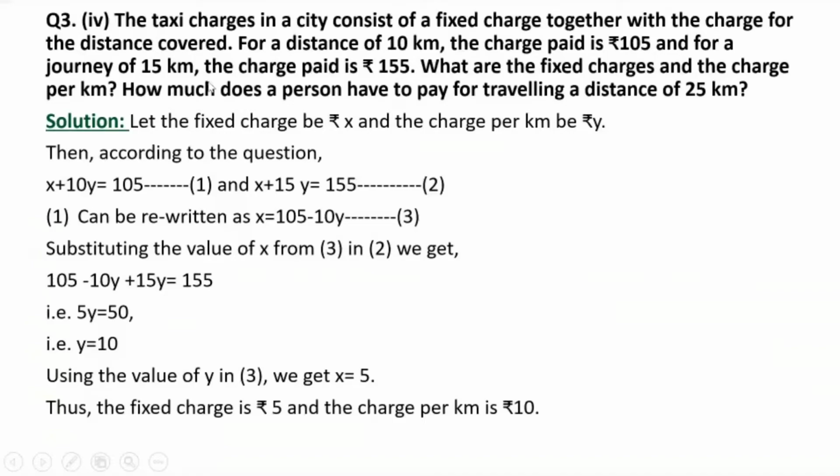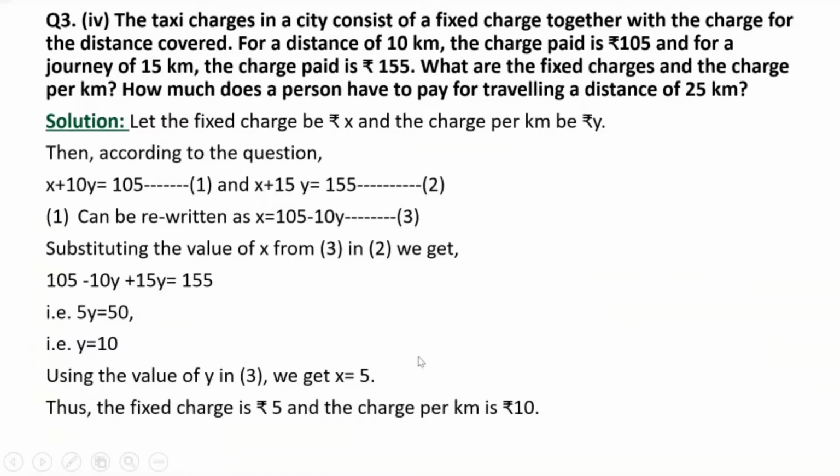The question is not over because it says how much does a person have to pay for traveling a distance of 25 kilometers. As I've told you that you are going to get one 5-mark question from this chapter. That one 5-mark question has to be a little lengthy one because it's carrying 5 marks. This kind of a question can be an expected question because you are needing to find out first of all the equations, then solve them to get the values of x and y, then write the answer, and then another part follows which says that how much does a person have to pay for traveling a distance of 25 kilometers.